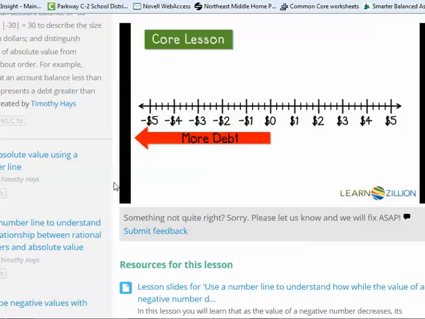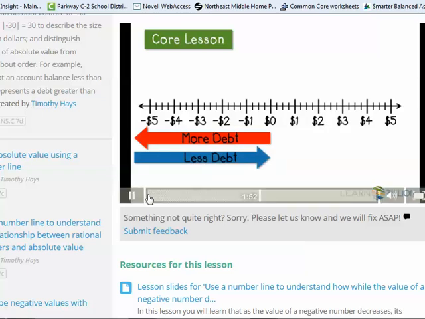This is because as we move further from 0, the distance from 0 becomes greater. As we move closer to 0, we have less debt because the distance from 0 is less.